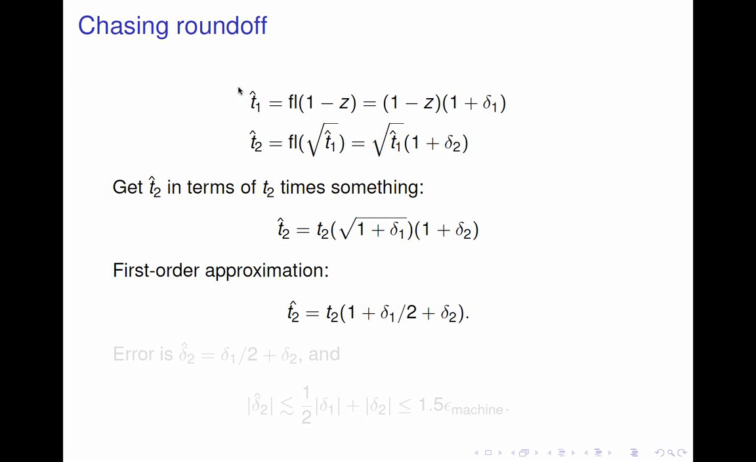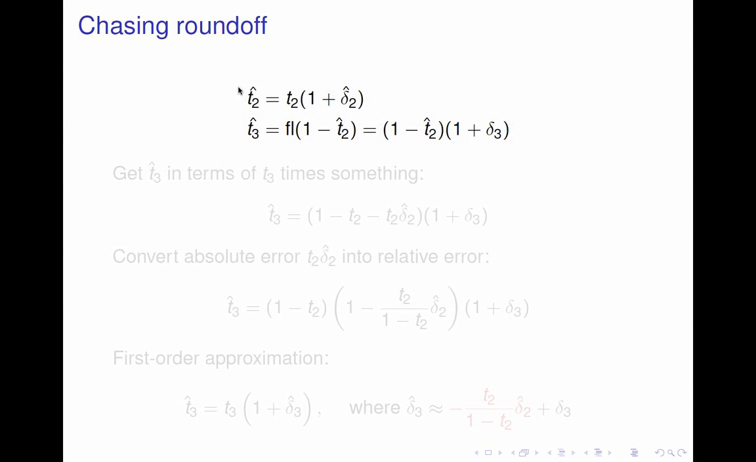So that means that our relative error here is going to be some delta 2 hat, which is a half delta 1 plus delta 2, roughly speaking. And so the size of delta 2 hat is bounded by a half the size of delta 1 plus the size of delta 2, or about 1.5 times machine epsilon. So this is still on the order of 10 to the negative 16th. Okay, that's the first step.